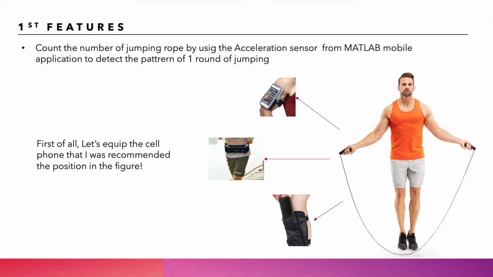The first feature I mentioned is counting the number of jumps. First of all, you have to equip the cell phone at some position on your body to detect the movement. I recommend three positions: equip your mobile phone on your arm, on your waist, or on your leg.